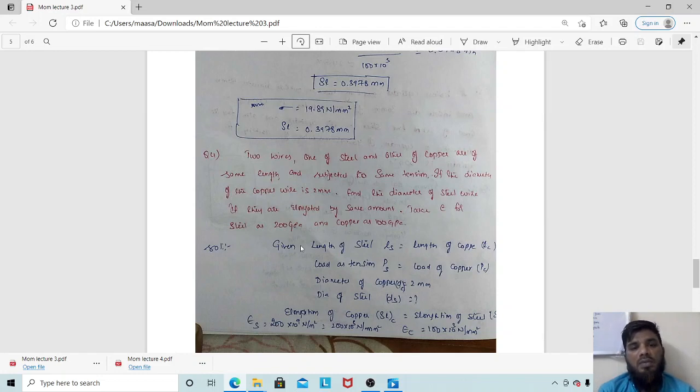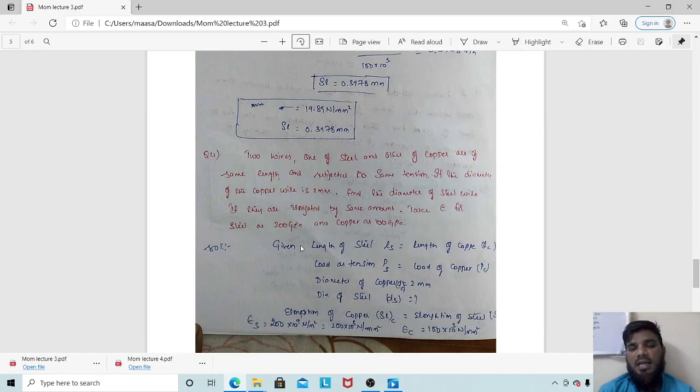If the diameter of the copper wire is 2 mm, now they have given the value of the copper wire, which is 2 mm. Find the diameter of the steel wire if they are elongated by the same amount. Both the wires are elongated by the same amount. Take E for steel as 200 gigapascals, whereas copper as 100 gigapascals.